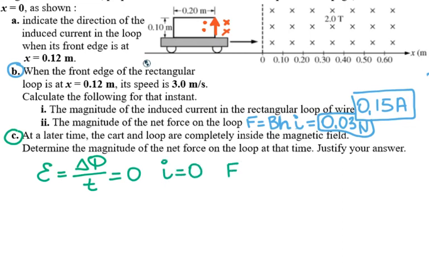And because the force is equal to BHI, the force is going to be equal to 0 because there is no current in the loop. So the current is equal to 0, and the force is also equal to 0. The magnetic field force is equal to 0.